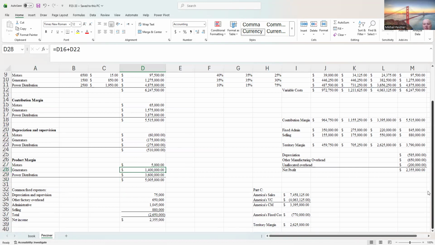That gives you that. And then you have common expenses, which are not allocated to individual products. So you can subtract them simply in total, and that will give you total net income. That's all it is.